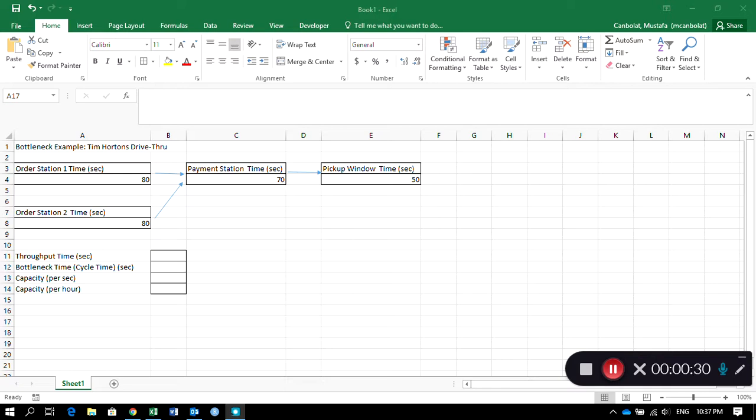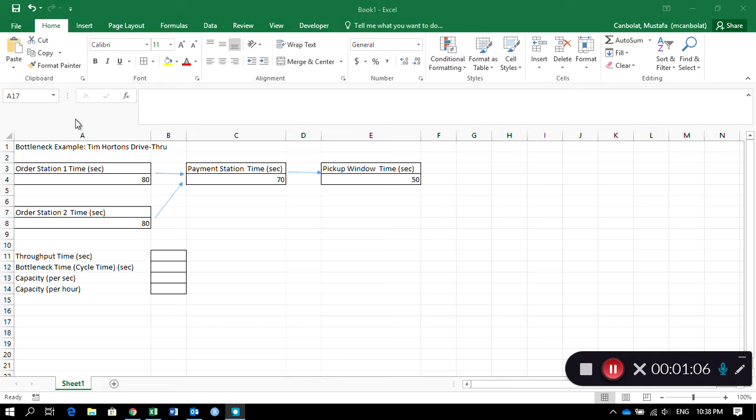Anyhow, let's say there are two order stations for this drive-thru, and the cars line up and they order their coffee and their donuts, etc. Two cars at the same time can line up and make an order, and then they just move on into a payment station and pay their payment due, and then they go to the pickup window and pick up their order and leave.